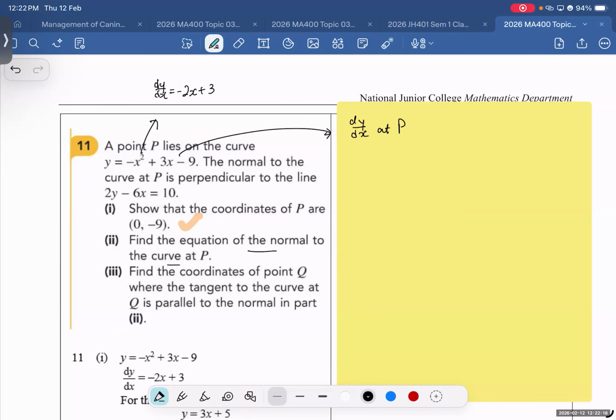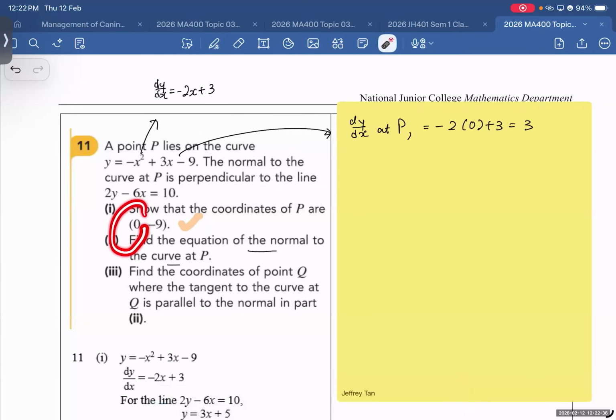Is that okay? I differentiate. So what's my dy dx? This will be equals to -2 times 0 plus 3, which is 3, because I start x at 0. So then, what's the gradient of the normal?